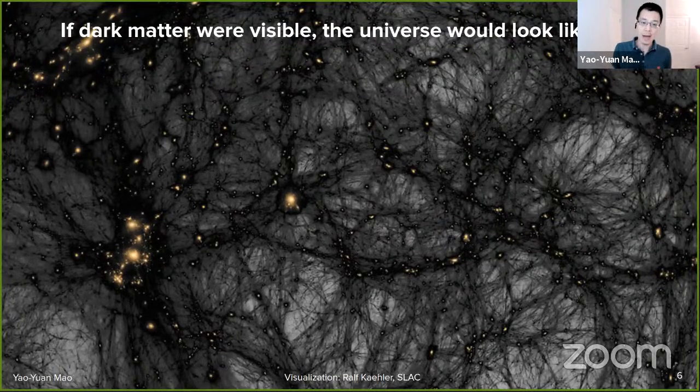We see all this web structure in the universe. We call it the cosmic web. All this web is actually dark matter. It is dark matter forming thin filaments in the universe.